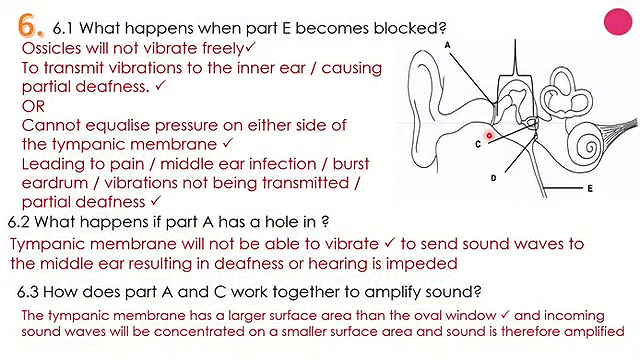Then how does part A and C work together to amplify sound? The tympanic membrane has a larger surface area than the oval window, and incoming sound waves will be concentrated on a smaller surface area, and sound is therefore amplified. Once again, a very common question that is asked.